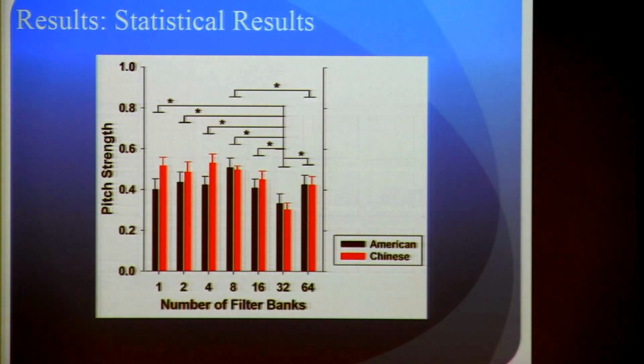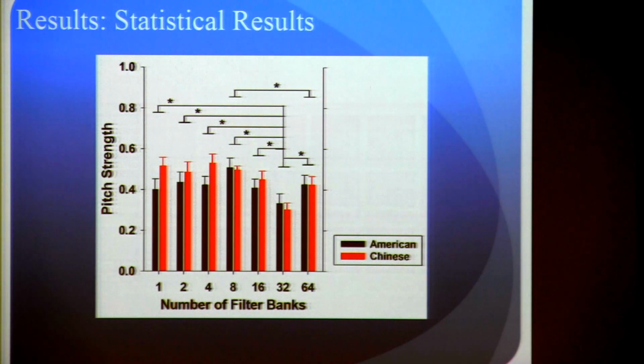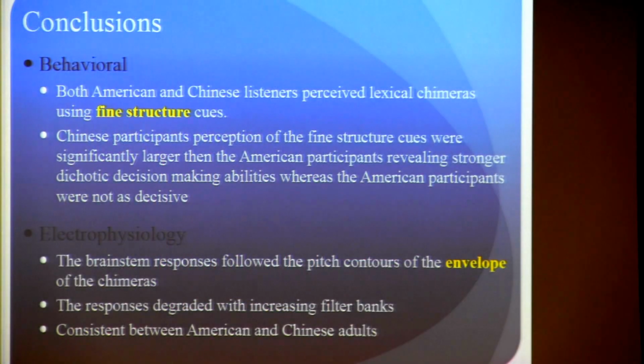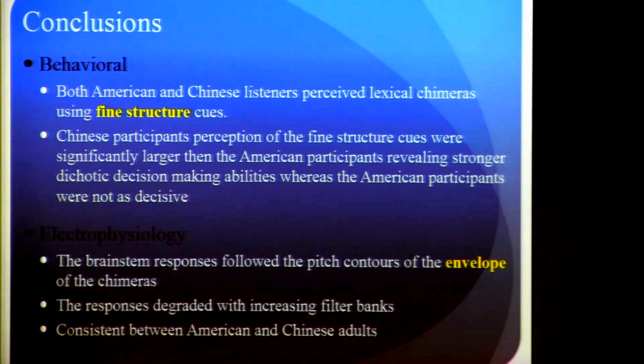For pitch strength, we saw similar trends. Pitch strength indicates that both groups showed a decrease in FFR magnitude with increasing number of filter banks, with the exception of 60 filter banks. So our participants, subcortically through the use of FFR, are relying on those envelope cues as opposed to the fine structure cues that we saw in our behavioral data.